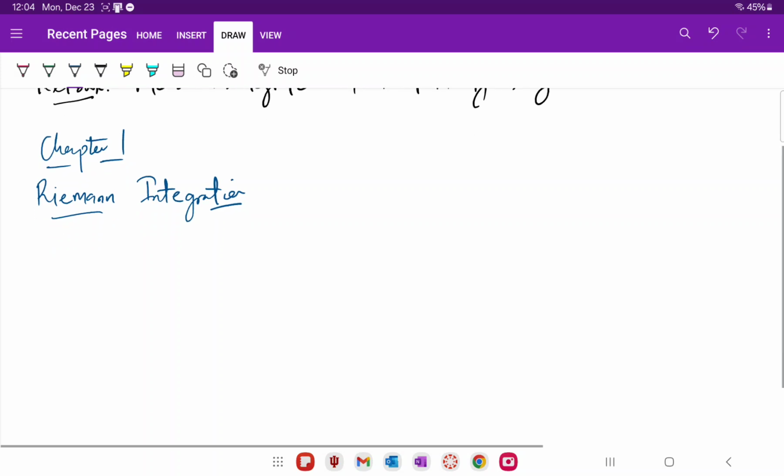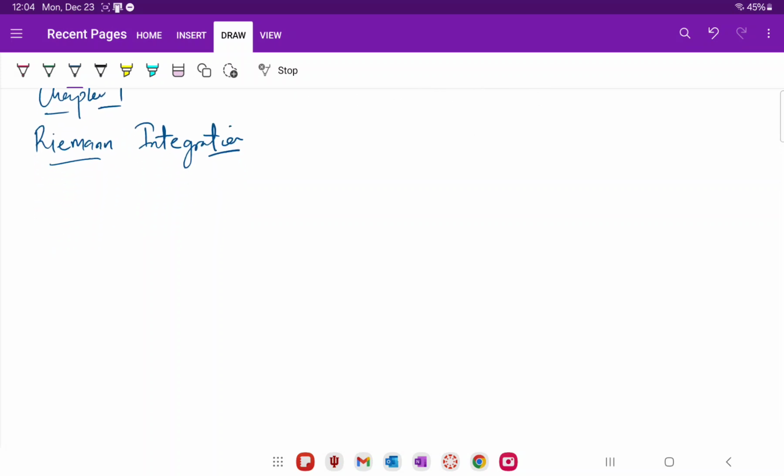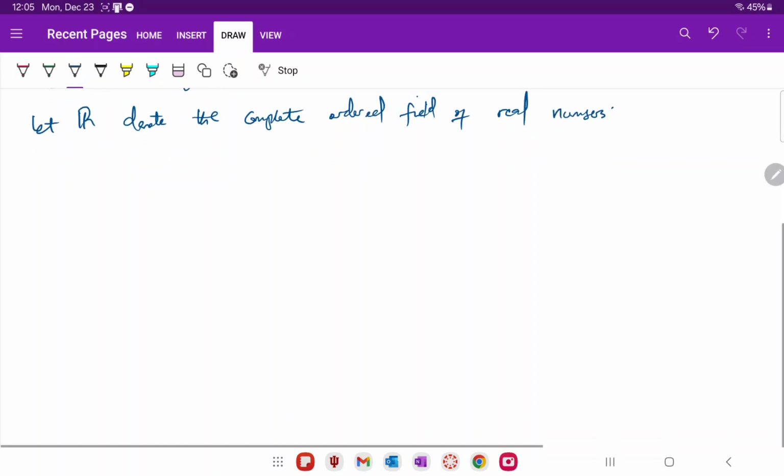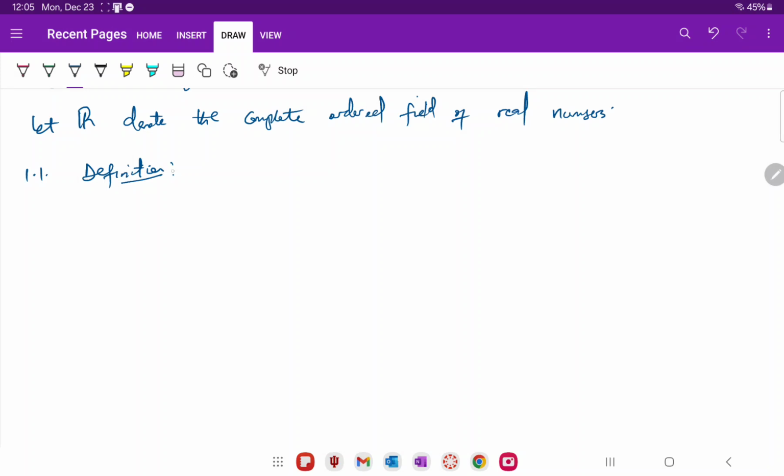So, in our definitions throughout, we let R denote the complete ordered field of real numbers. Okay, so let's check the first definition, 1.1, the definition of partition. Suppose a, b belong to R with a less than b. Then a partition of [a, b] is a finite list of the form x0, x1, x2, ..., xn, where a = x0 < x1 < ... < xn = b.